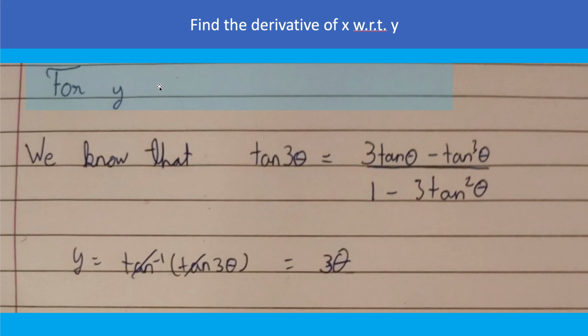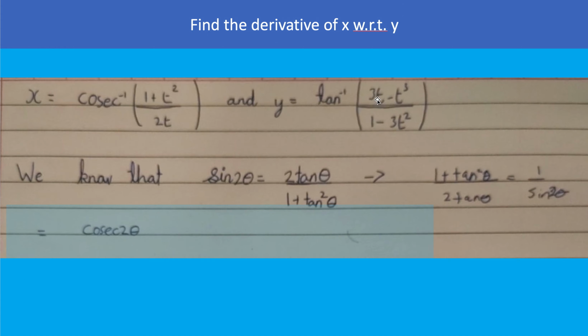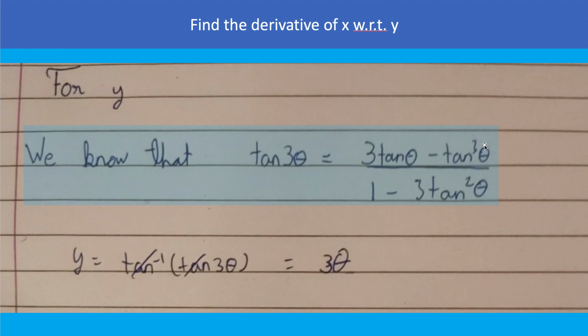Now same for y. In y's case, the formula being used is a bit different. It's this one, right? We know the tan 3θ formula. If you have a look, it's the same thing: 3t minus t³, 3 tan θ minus tan³ θ. So all we need to do is, once again, let t equals tan θ, which will allow us to cut tan θ and tan, leaving us 3θ.